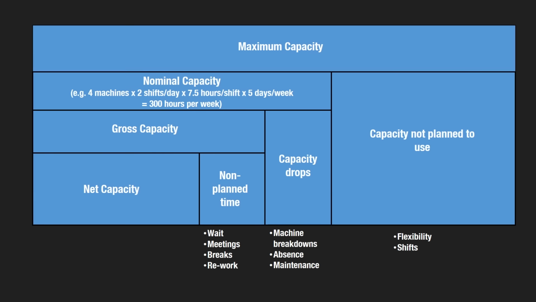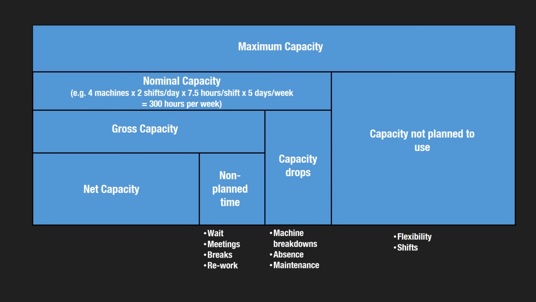This so-called nominal capacity is often stated in the form of 4 variables: the number of machines or other production units in the group, the number of shifts per day, the number of hours per shift, and also the number of working days in each planning period. The nominal capacity can be calculated from these variables.